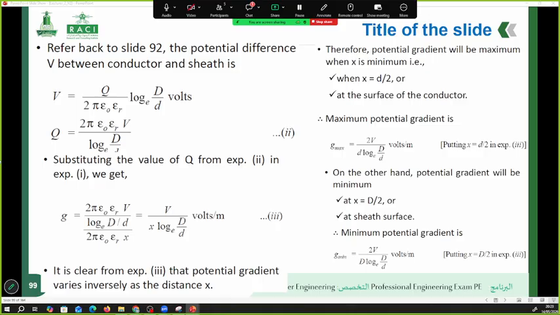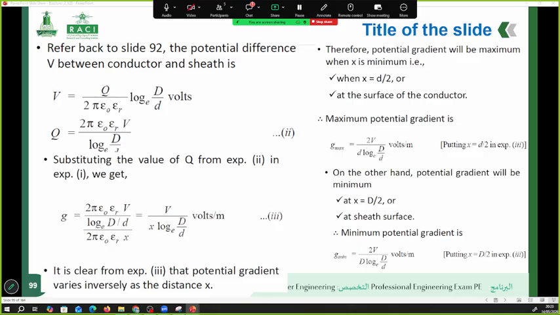The maximum electric stress occurs at the surface of the conductor. It means at x is equal to small d over 2. This is a maximum value. So G maximum will be like this. Similarly, the minimum dielectric stress occurs at the inner surface of the shield. It means x is equal to capital D over 2, giving this value. G minimum is equal to this one.